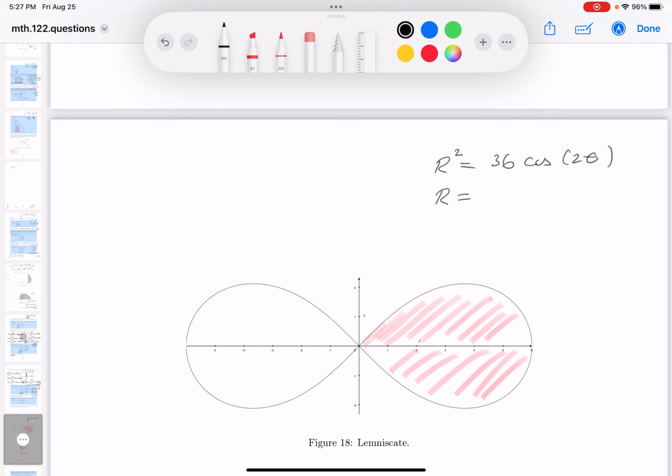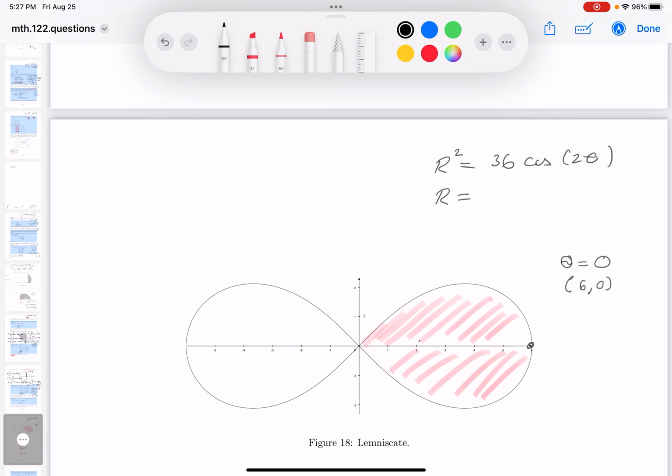So what I want to claim over here, looking at points, I'm going to start here. And where would that be? Well, I'm going to say theta there is 0. And what do you get there? You would get 36 cosine of 0. Cosine of 0 is 1, so 36. So the r would be 6. So this point over here is when theta is equal to 0. The point would be 6, 0.